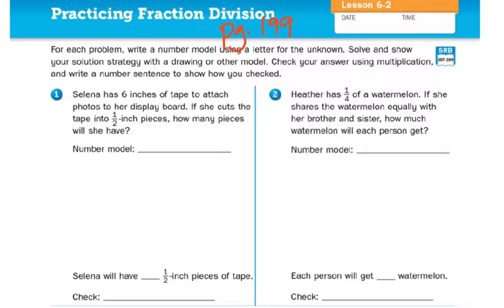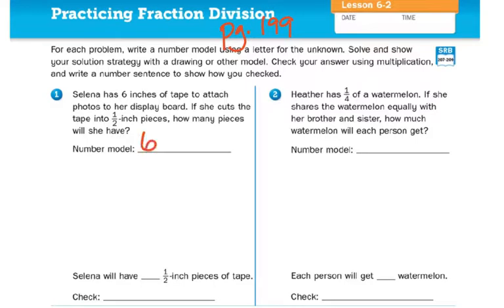Practicing fraction division. For each problem, write a number model using a letter for the unknown. That's called a variable. Solve and show your solution strategy with a drawing or other model. Check your answer using multiplication and write a number sentence to show how you checked. So number 1, Selena has 6 inches of tape to attach photos to her display board. If she cuts the tape into half-inch pieces, how many pieces will she have?